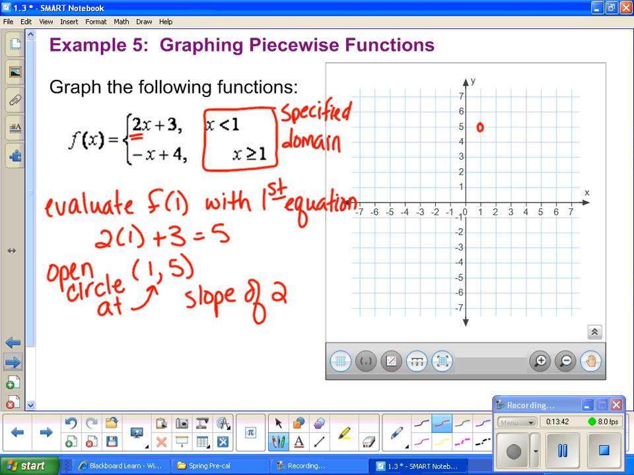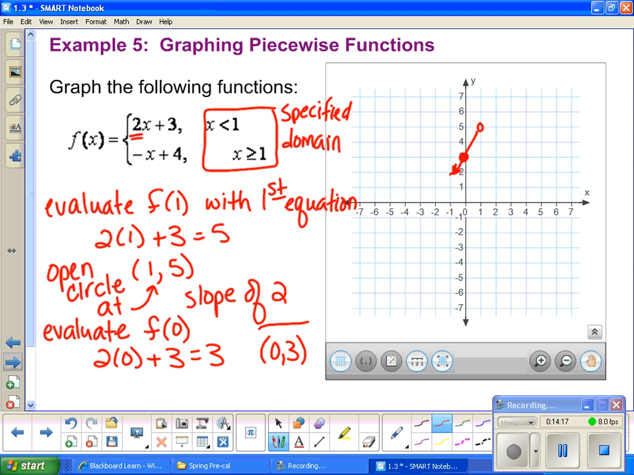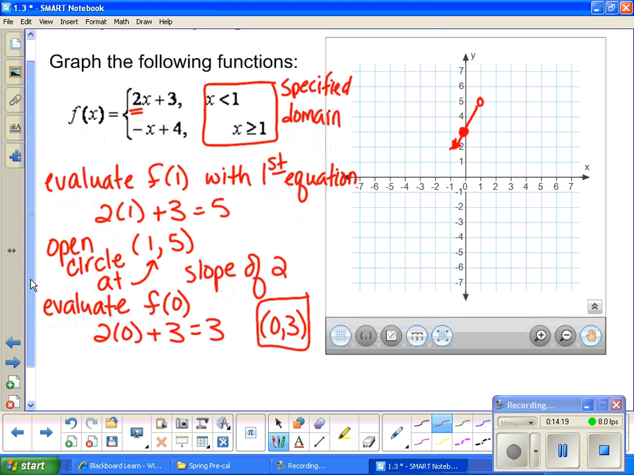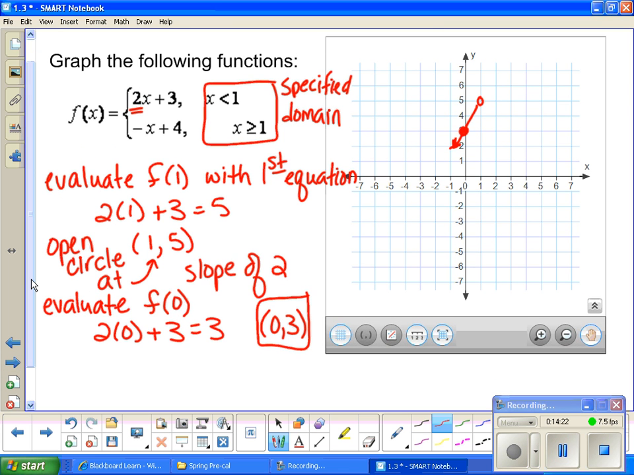Well, now if I plug in 0, because 0 is less than 1, I would end up with 3, which is a slope down 1 over 2. And I draw my line. So I'm going to take a point that's less than 1, because it's in my specified domain, and I get 3, so I have another point at 0, 3. I've only dealt so far with my first equation.